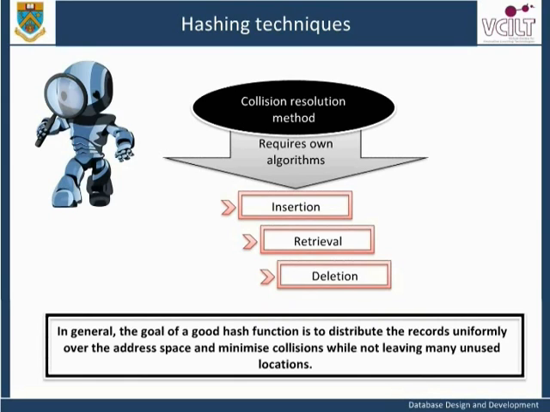In general, the goal of a good hash function is to distribute the records uniformly over the address space and minimize collisions while not leaving many unused locations. Also, remember that a hash function should not involve complicated computing. Otherwise, it may take a long time to produce a hash address, which will actually hinder performance.